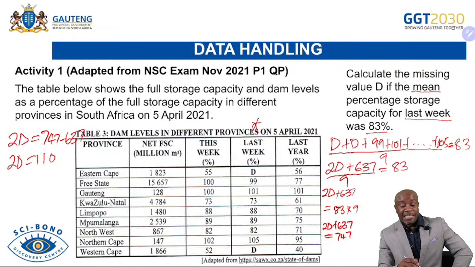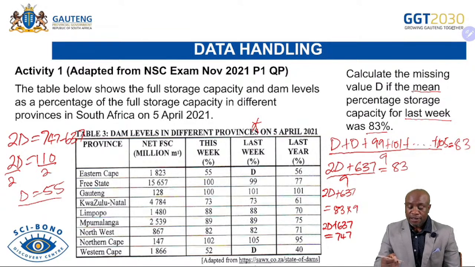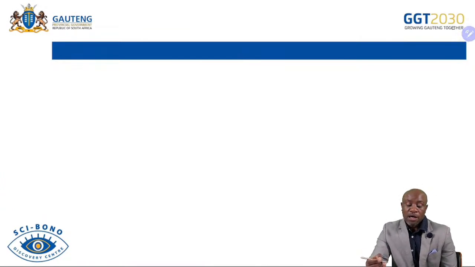Now, I want D. I don't want the 2. So the 2 is multiplying the D. I'll do the opposite or the inverse of that operation. I'll divide by 2, both sides. So my D is equals to 55. I hope you also got 55. Now let's go to the next question.